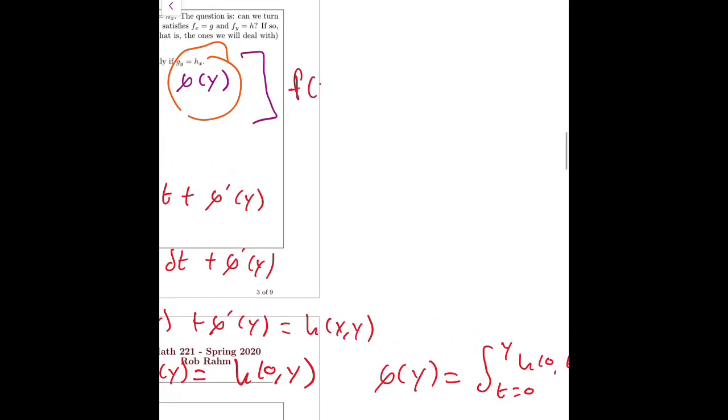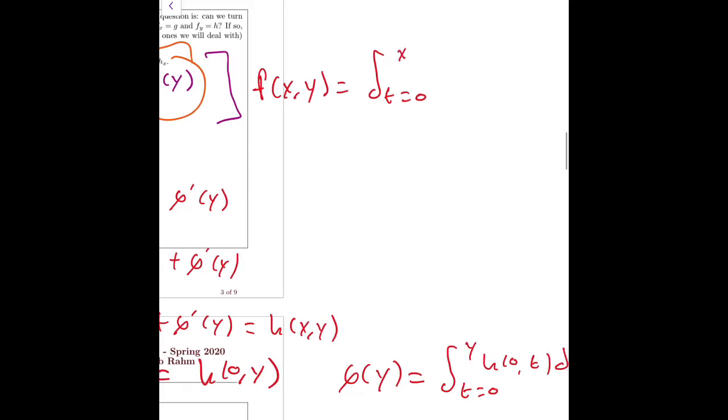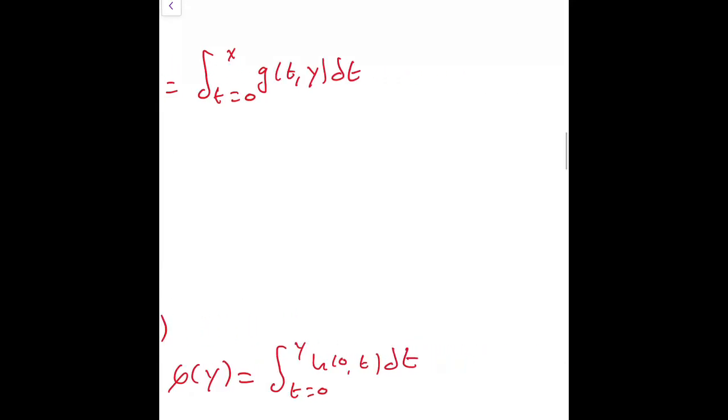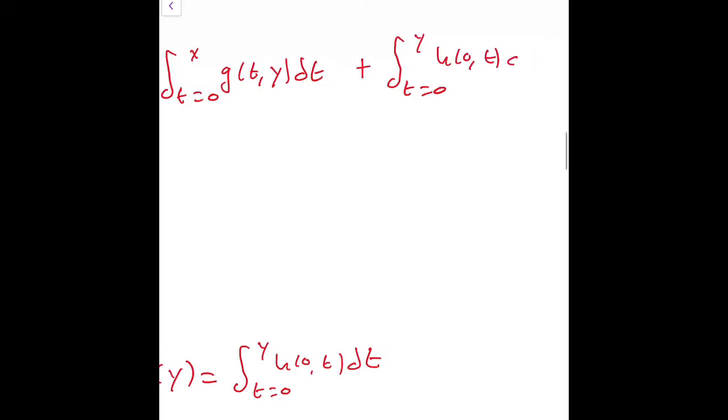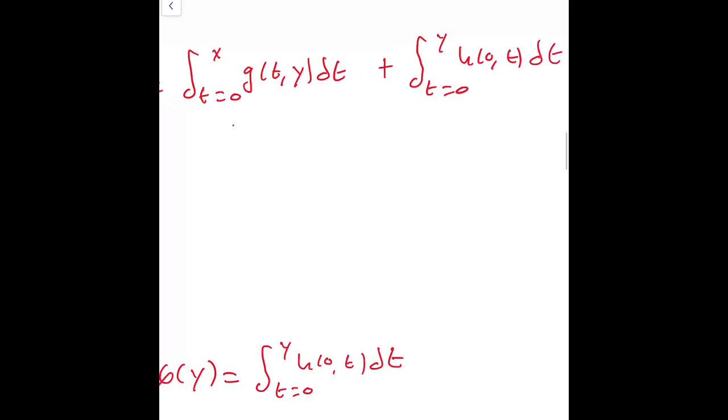Okay, that is what phi of y is. So overall, f of x, y is equal to the integral from t equals 0 to x of g of t, y dt, plus the integral from t equals 0, or any other number, to y of h of 0, t dt. And the 0 here doesn't need to be a 0, it just has to be whatever that is equal to there.